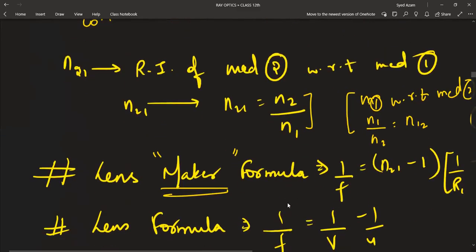So these are the two formulas, lens formula and lens maker formula. Lens maker formula is 1 by f is equal to n21 minus 1 into 1 by r1 minus 1 by r2. And your lens formula is 1 by v minus 1 by u. What is the mirror formula? Yes, Mariam, what is the mirror formula? 1 by f is equal to 1 by v plus 1 by u. Right. So in the mirror formula you have plus, and in the lens formula you have minus: 1 by v minus 1 by u.